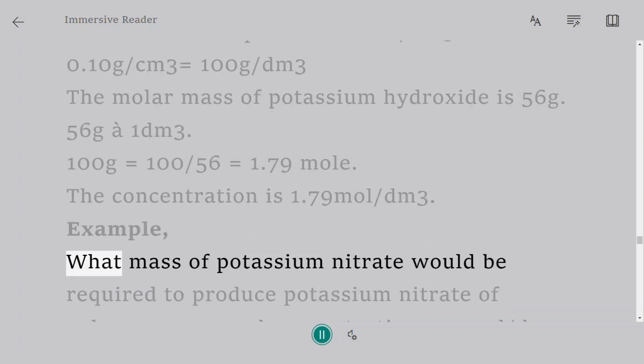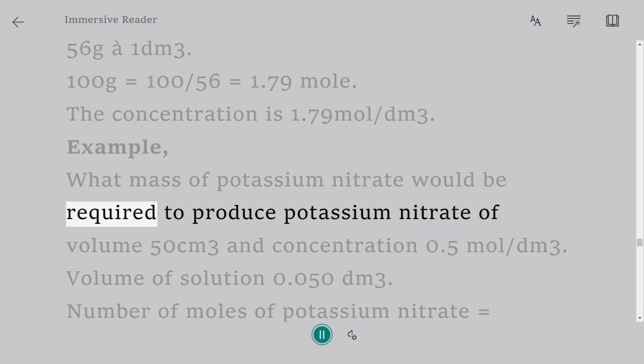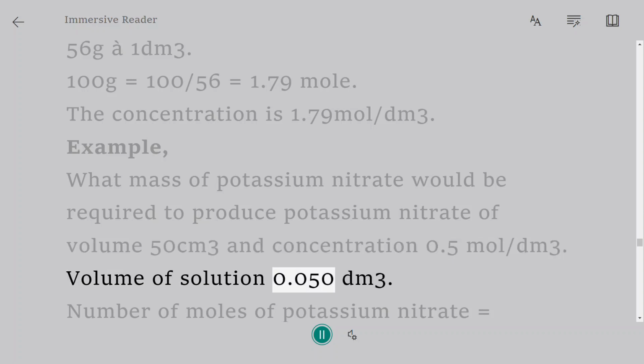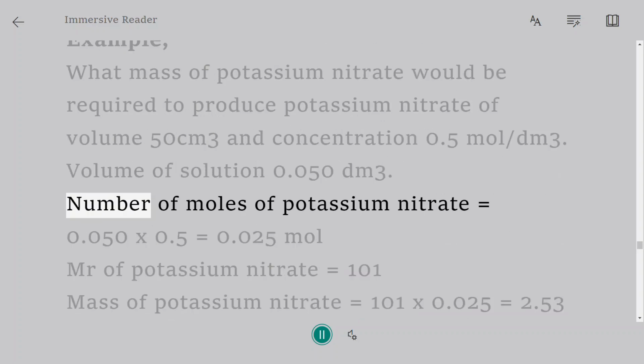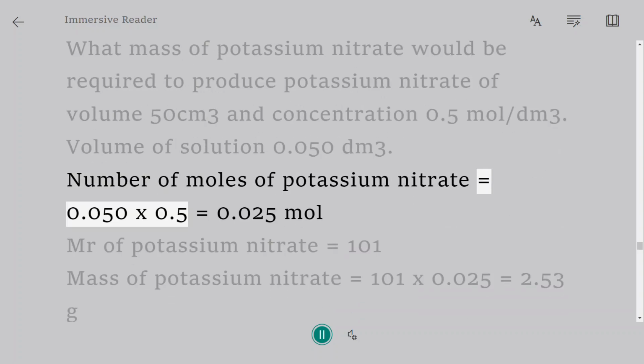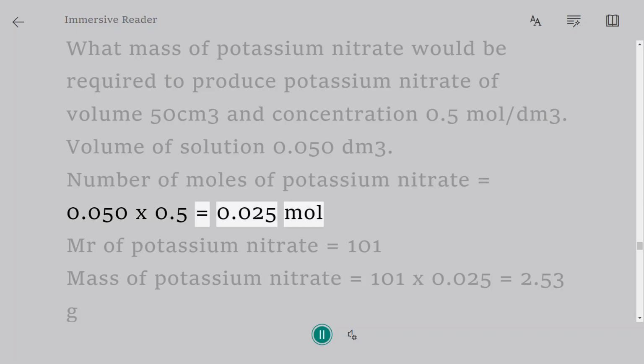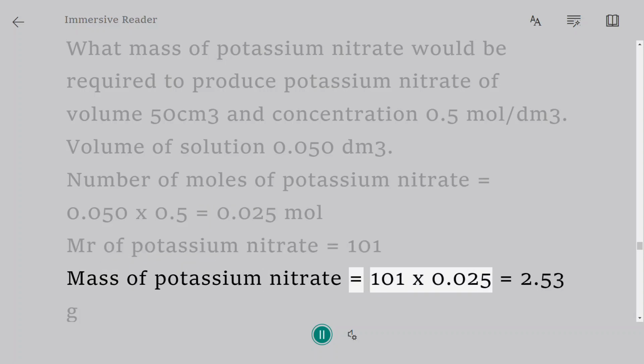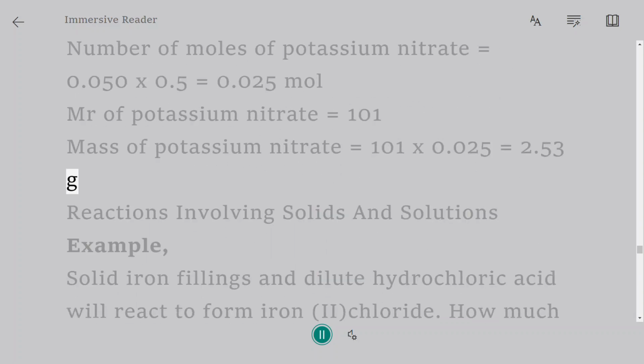Example. What mass of potassium nitrate would be required to produce a potassium nitrate solution of volume 50 cubic centimeters and concentration 0.5 mole/dm3? Volume of solution is 0.050 dm3. Number of moles of potassium nitrate is equal to 0.050 times 0.5 equals 0.025 moles. Mr of potassium nitrate equals 101. Mass of potassium nitrate is equal to 101 times 0.025 equals 2.53 g.